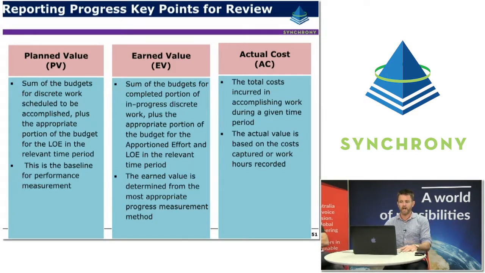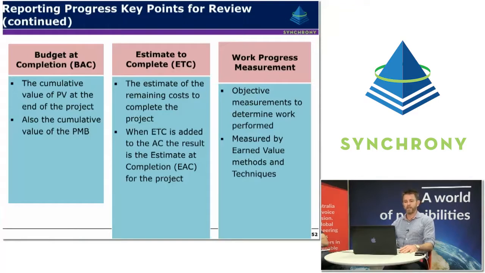Whereas the actual costs are the total costs incurred in accomplishing the work in a given period, and the actual value is based on the cost captured and the hours recorded. The budget at completion is basically the cumulative value of the planned value over the duration of the project. So it's the overall budget essentially. It's the cumulative value of the performance measurement baseline, or PMB.